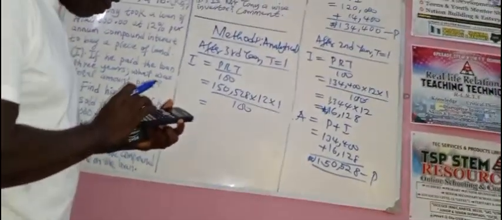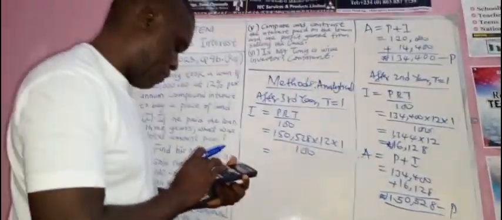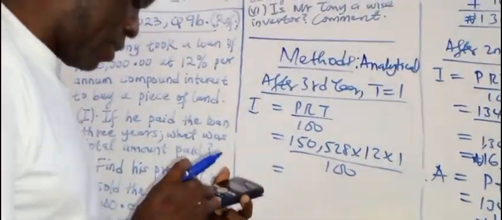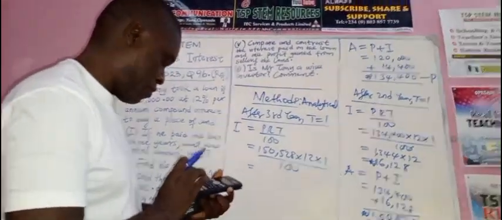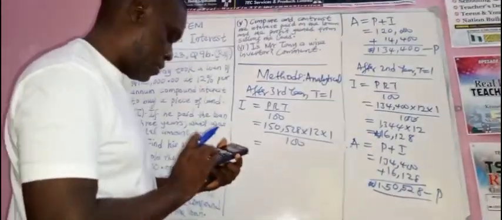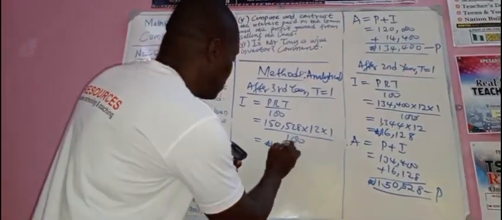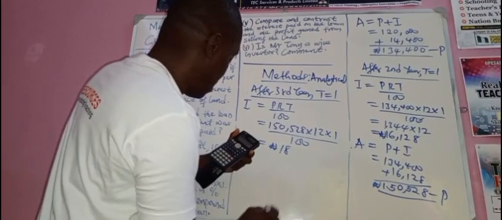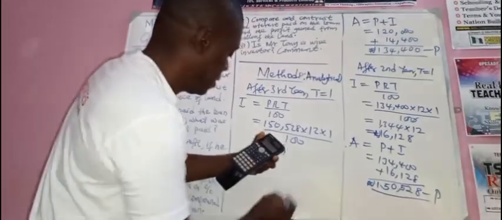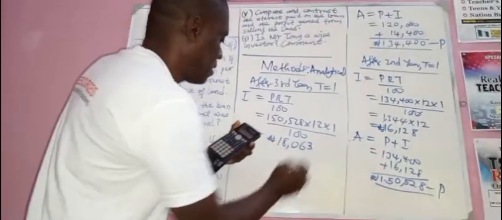We have 150,528, times 12, then divided by 100. What do I have? I have 18,063.36 kobo.